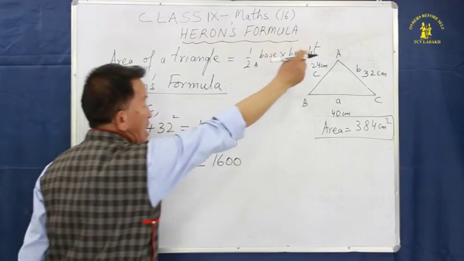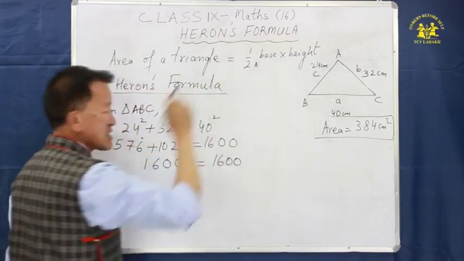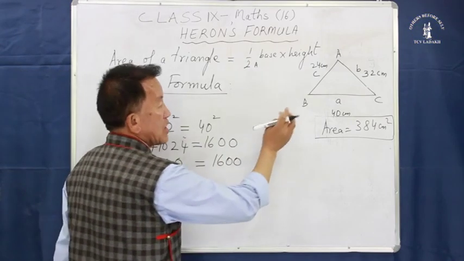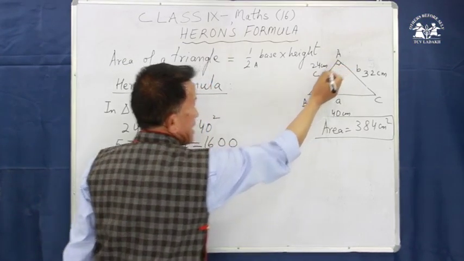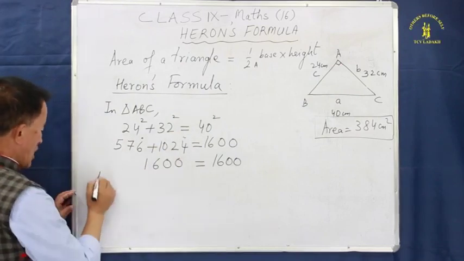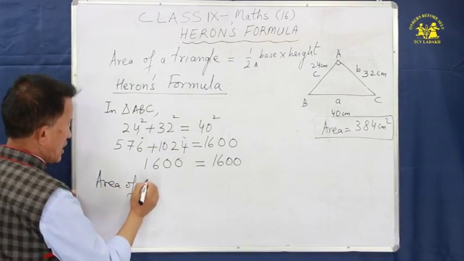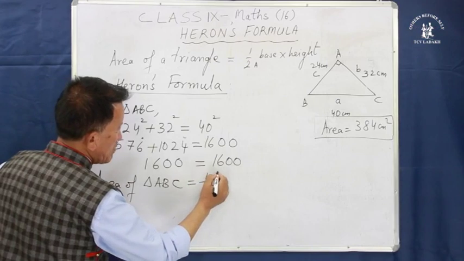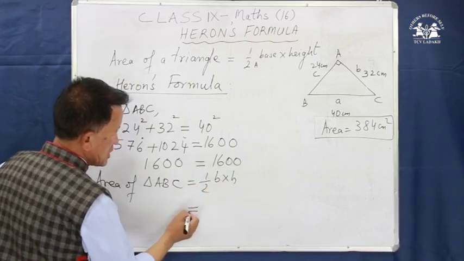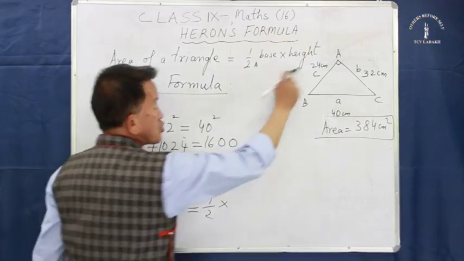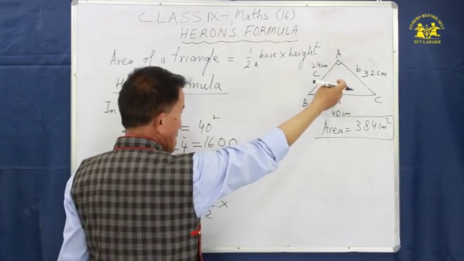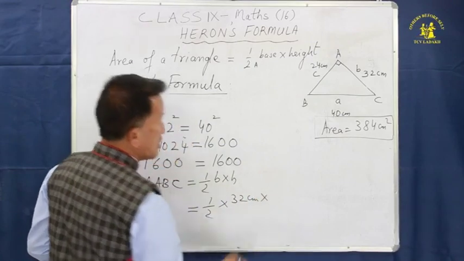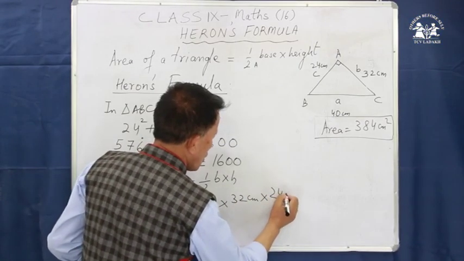So that means this triangle ABC is a right triangle. If it is a right triangle, then the angle opposite to the longest side is 90 degrees. So angle A is 90 degrees. And therefore, area of triangle ABC is equal to half base into height. In this case, of the two smaller sides, you take one as the base and the other as the height. Let's say base is 32 centimeter multiplied by height 24 centimeter.